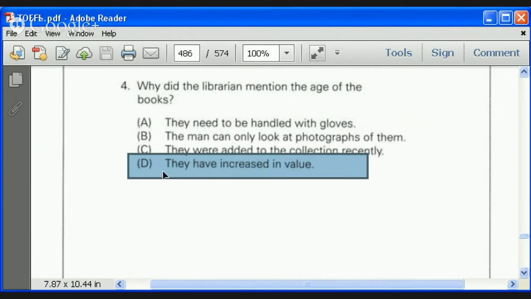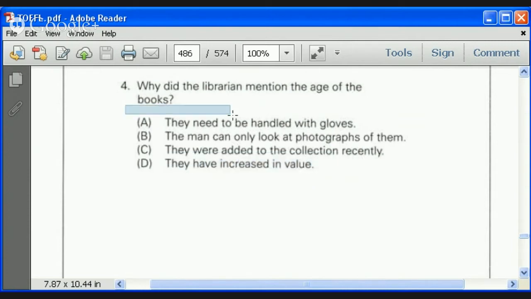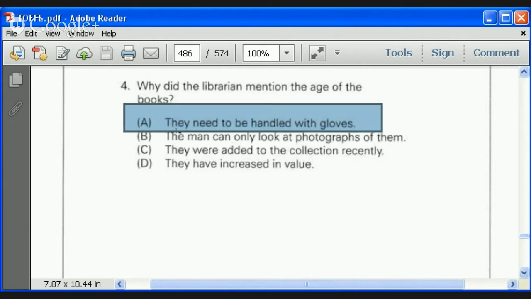They have increased in value. No, in fact, again, she said they're not really worth much money. So, okay, D is highly unlikely. That only leaves me with answer A, which I know to be true. And presto. Okay, process of elimination. Done.